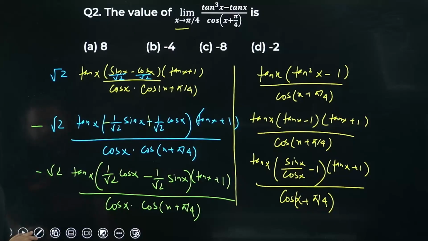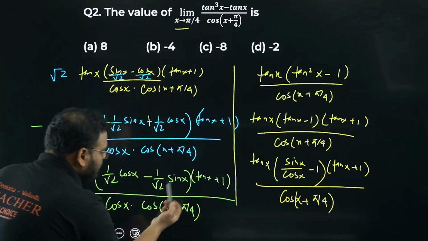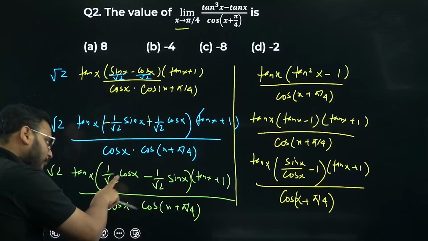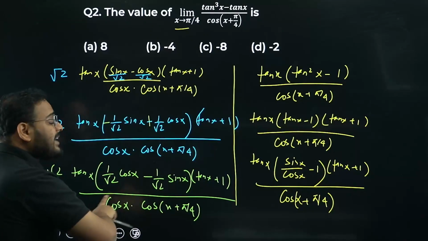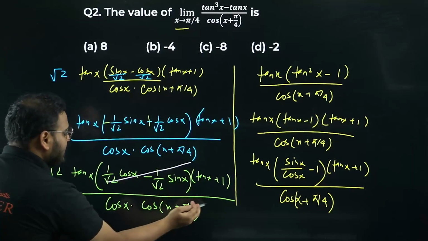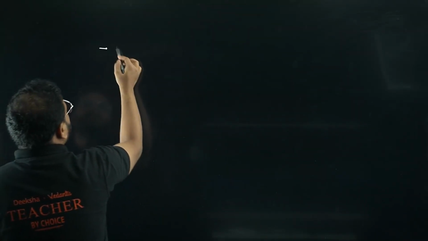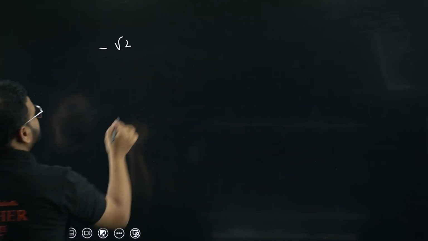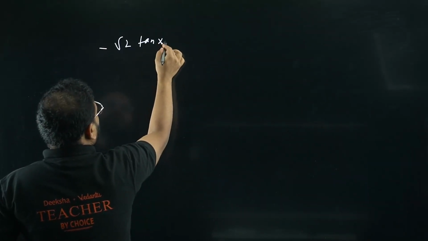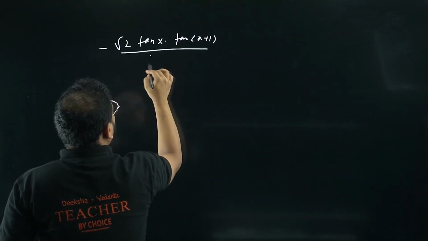Now check very carefully. What is this, sir? Cos of pi by 4 cos of x, sin of pi by 4 sin of x. What is this? Cos of x plus pi by 4. So this and this are cancelled. What do I get now? I get minus root 2 tan x, tan of x plus 1 upon cos of x.